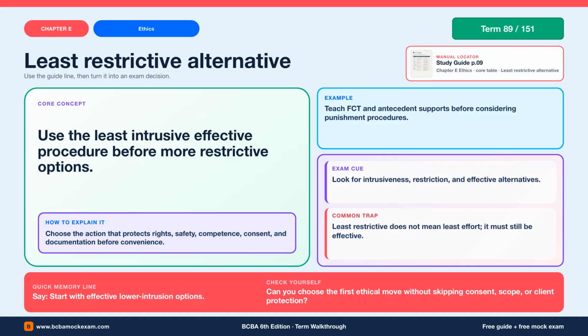Least restrictive alternative. Least restrictive alternative means choosing the option that is effective while minimizing restriction, intrusiveness, and harm. For example, using reinforcement-based procedures before restrictive punishment procedures when safe and clinically appropriate. The exam cue is restrictiveness, intrusiveness, safety, and effectiveness. The trap is choosing the least restrictive option even when it is not effective. The ethical goal is least restrictive effective intervention. Memory line. Low intrusion plus real effect.